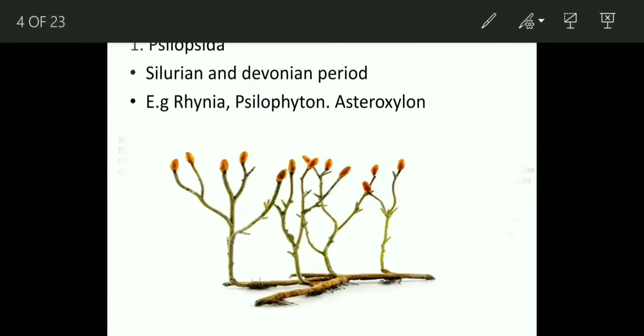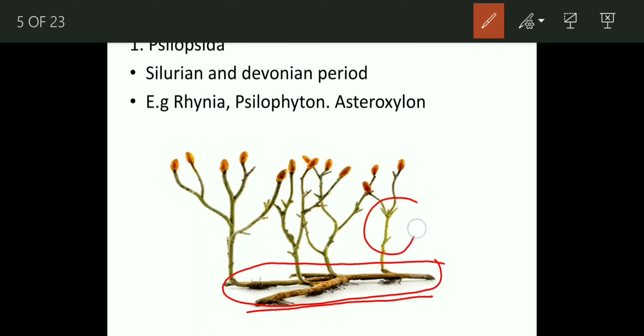Okay, now we are going to start with the Psilopsida. The first thing for Psilopsida: basically these are rootless sporophytes, you cannot see the roots. And here the stem is differentiated into an underground part, known as the rhizome, and the aerial part.